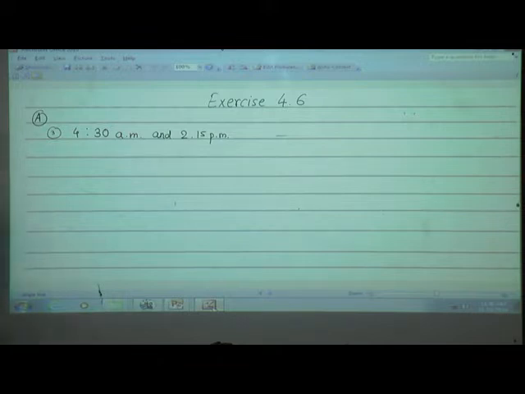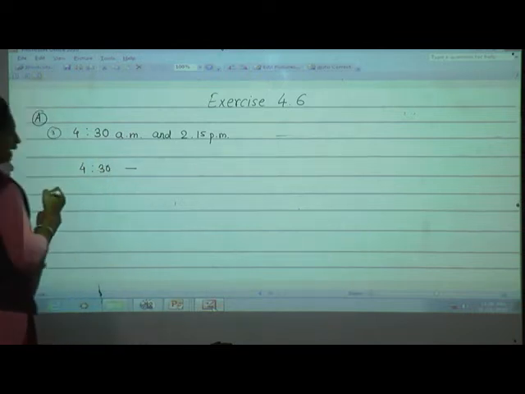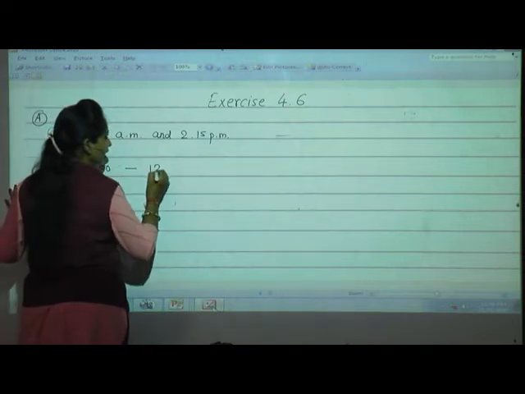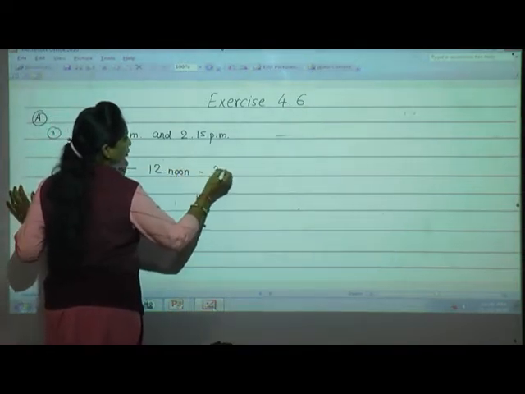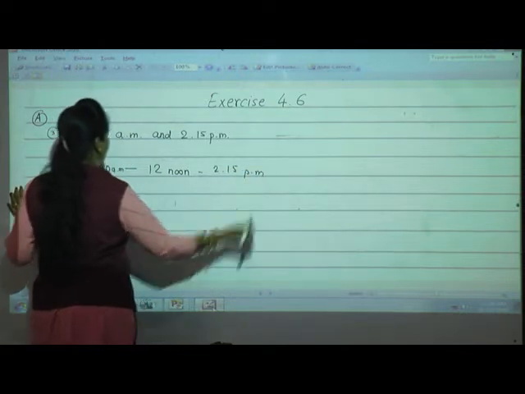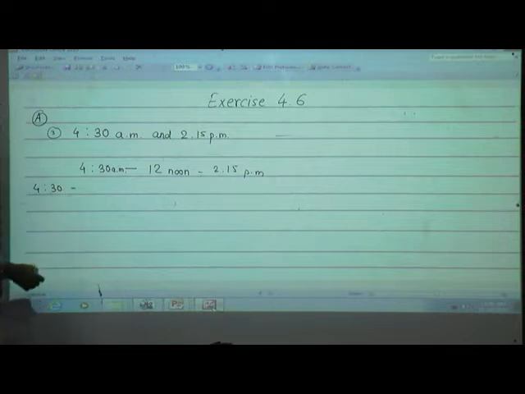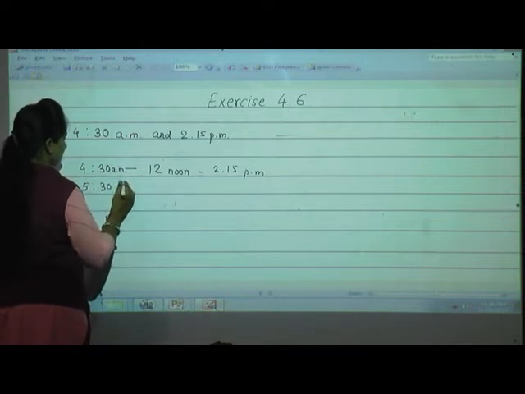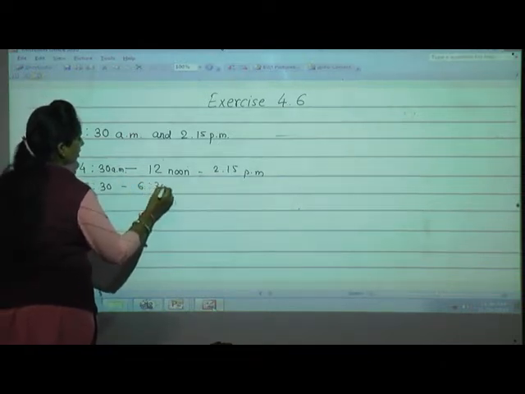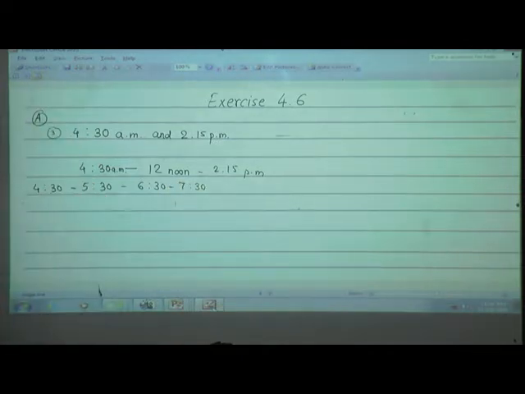Now here 4:30 is there. Okay, 4:30 AM, after that what will come? 12 noon will come, isn't it? Then 2:15 PM will come. So write 4:30 first. Then after 4:30 what will come? Yes, go 1 hour, 5:30, isn't it? Then 6:30, 7:30. Yes, is it correct? Yes, exactly.